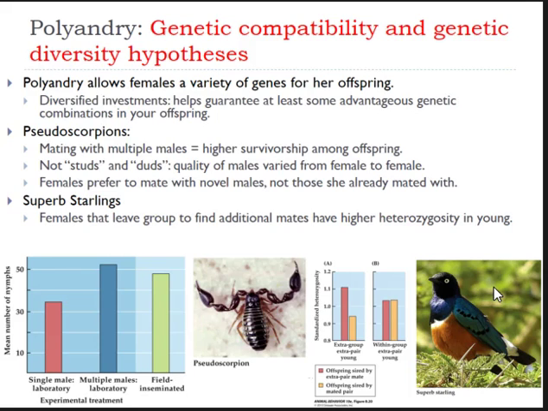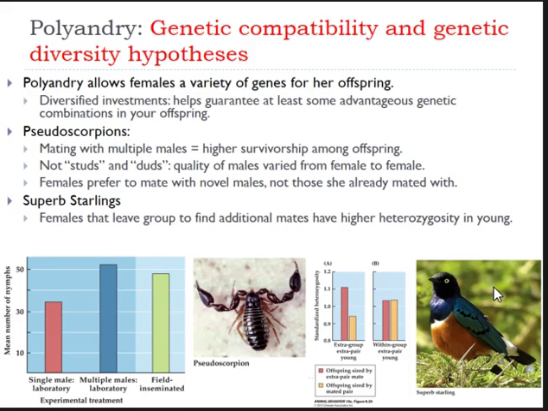Kind of related idea, this is still indirect benefits, is not so much about good genes in a vacuum. So it's not so much about finding the males that just have the best genes out there in a population. But it may also be about finding males that have genes that are good complements for your own genes. So all the females certainly have their own genes, and they're going to be passing those on to their offspring.